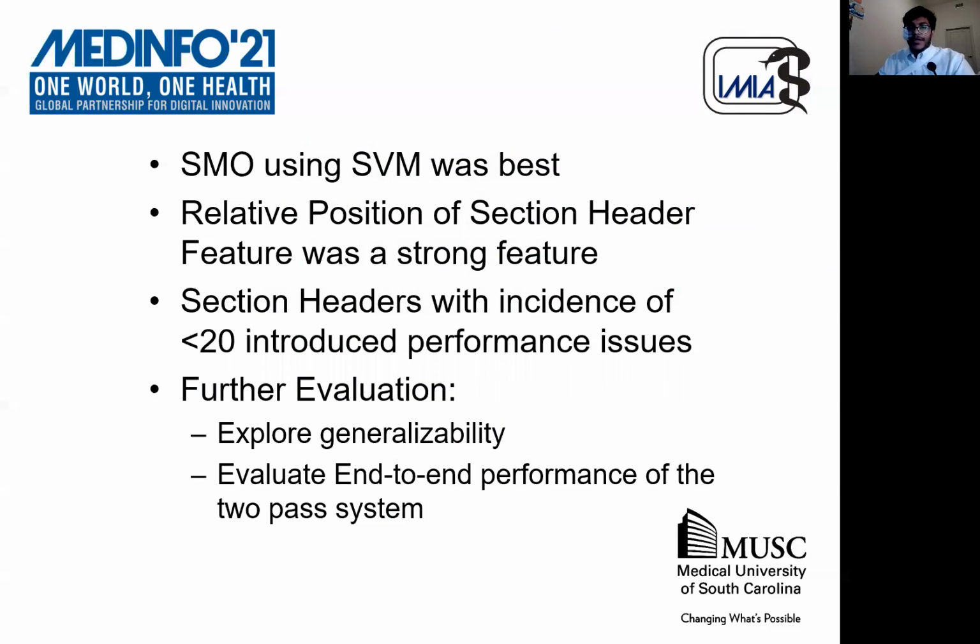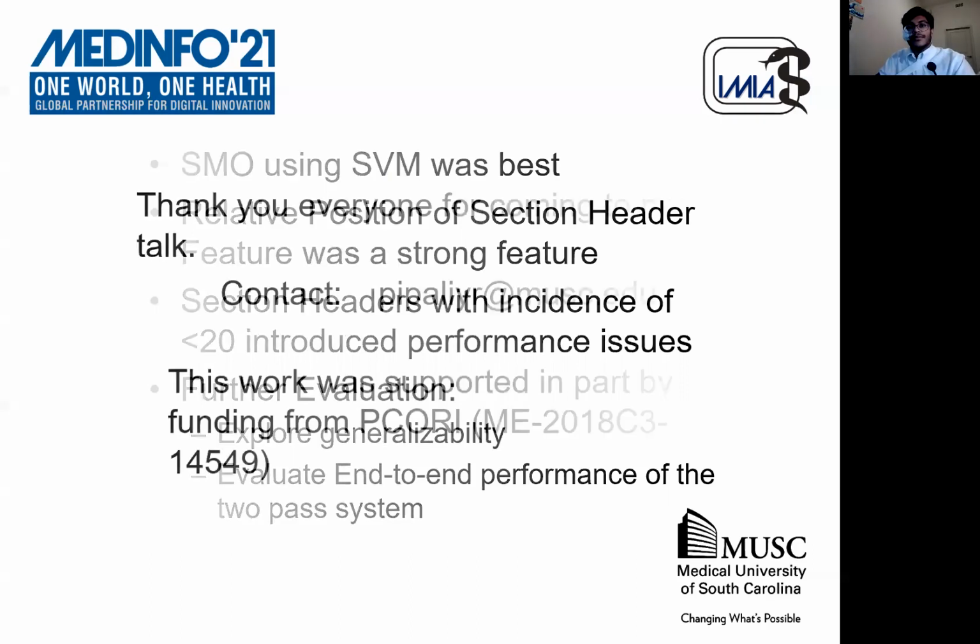Finally, we believe that the section headers that showed up infrequently in our corpus, roughly less than 20 times, were the cause of our low macro average compared to our micro average performances. In the future, we hope to use different corpora to evaluate the generalizability of our findings, and we hope to evaluate the end-to-end performance of this two-pass system.